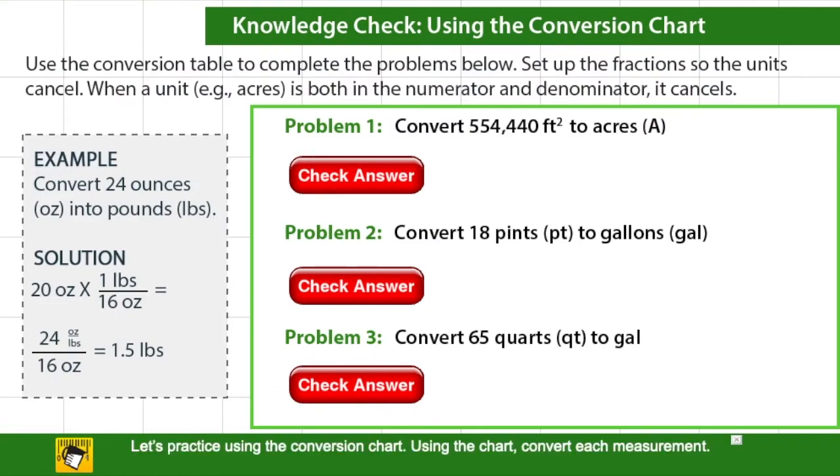Let's practice using the conversion chart. Using the chart, convert each measurement. Check your answers by clicking the Check Answer button. When you have finished, click Next to continue.